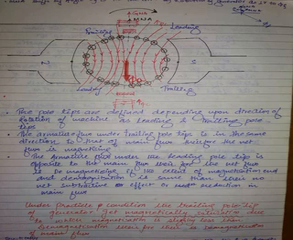Consequently, the main flux gets distorted, which shifts MNA in the direction of rotation of the generator, underline, to some angle theta.